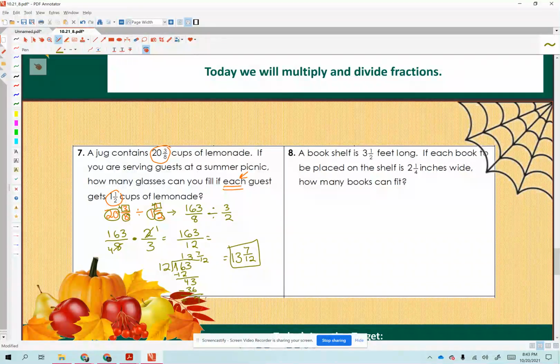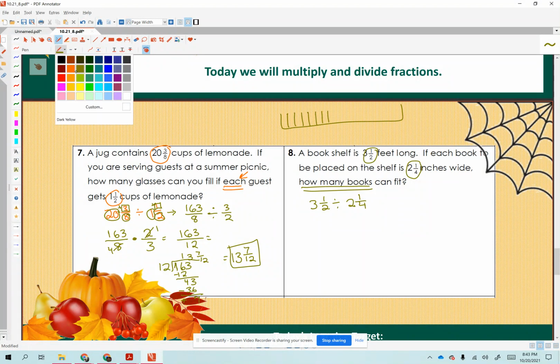Okay, number 8. A bookshelf is 3 1/2 feet long. If each book to be placed on the shelf is 2 1/4 inches wide, how many books can fit? So we have this bookshelf, and we have books all of the same width. Each book is 2 1/4 inches wide. We don't have any skinny ones or fat ones. They're all the same. So this is a division problem because we want to find out how many books can fit on the shelf. So this would be 3 1/2 divided by 2 1/4.